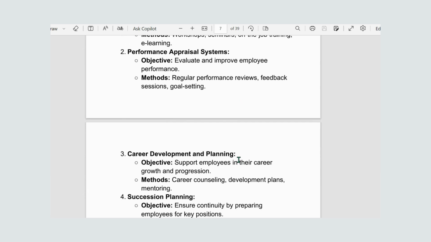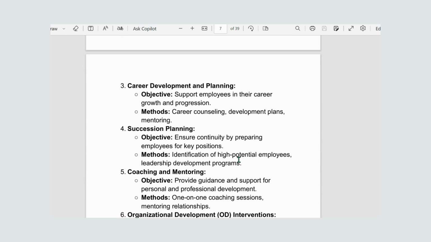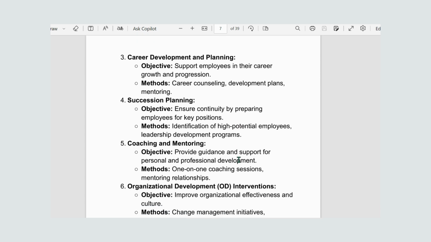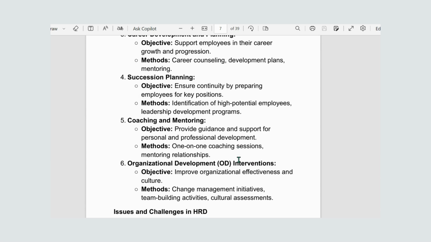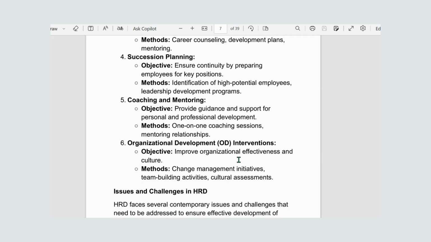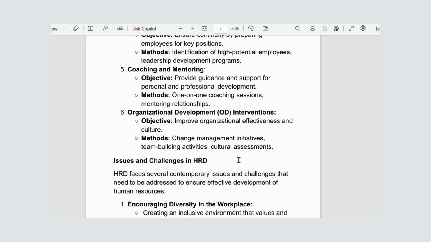Career development and planning is also an important point because it helps employees improve in their career growth and progression. This can be done through career counseling, development plans, and mentoring. Succession planning ensures continuity by preparing employees for key positions. Also, coaching and mentoring provide guidance and support for personal and professional development. Organizational development interventions improve organizational effectiveness and culture.